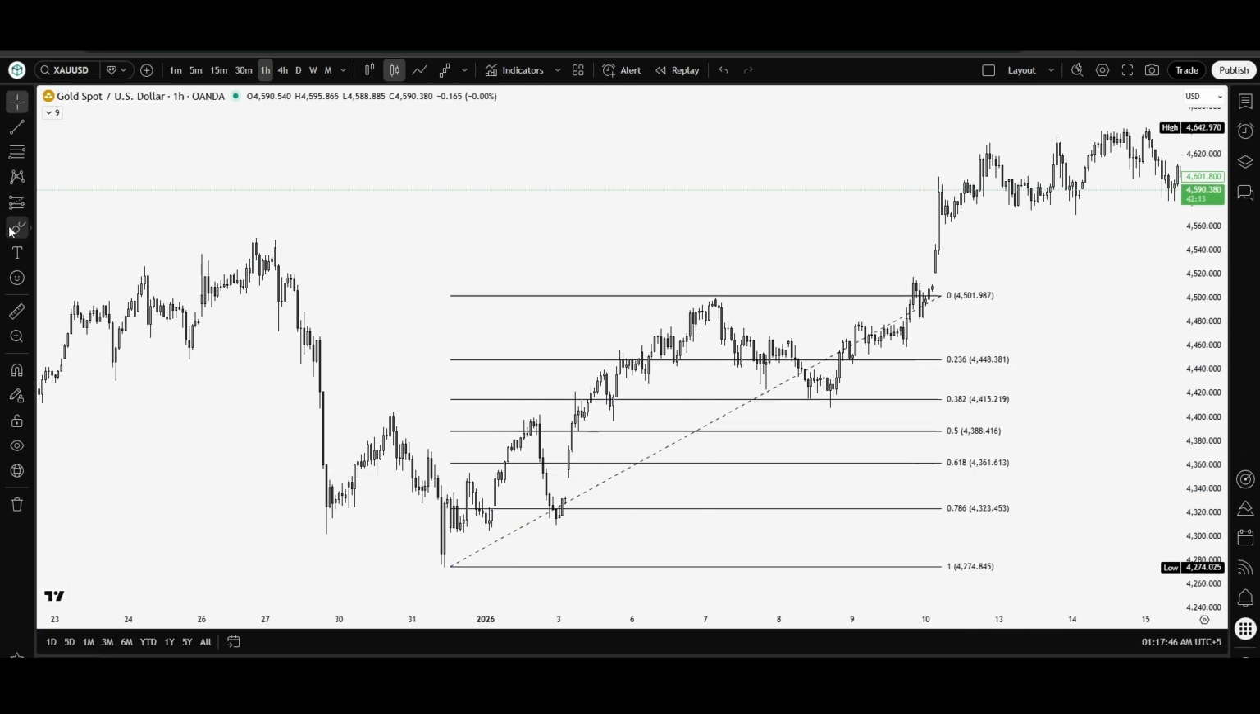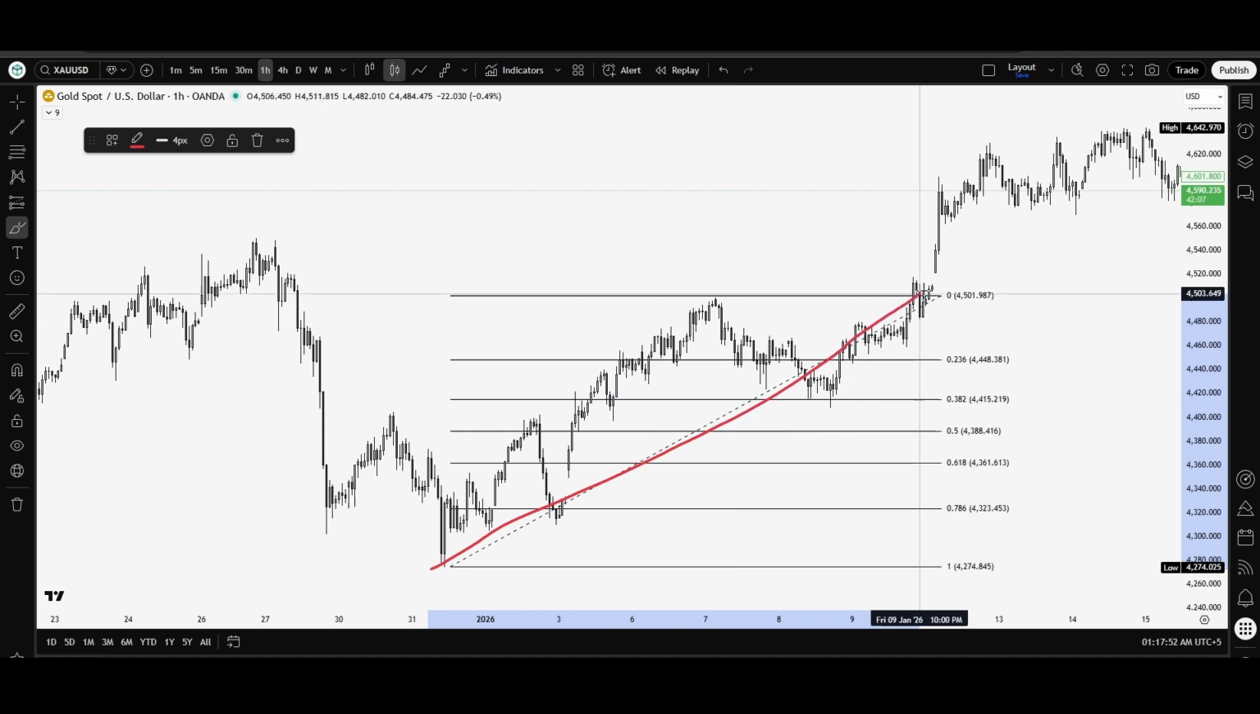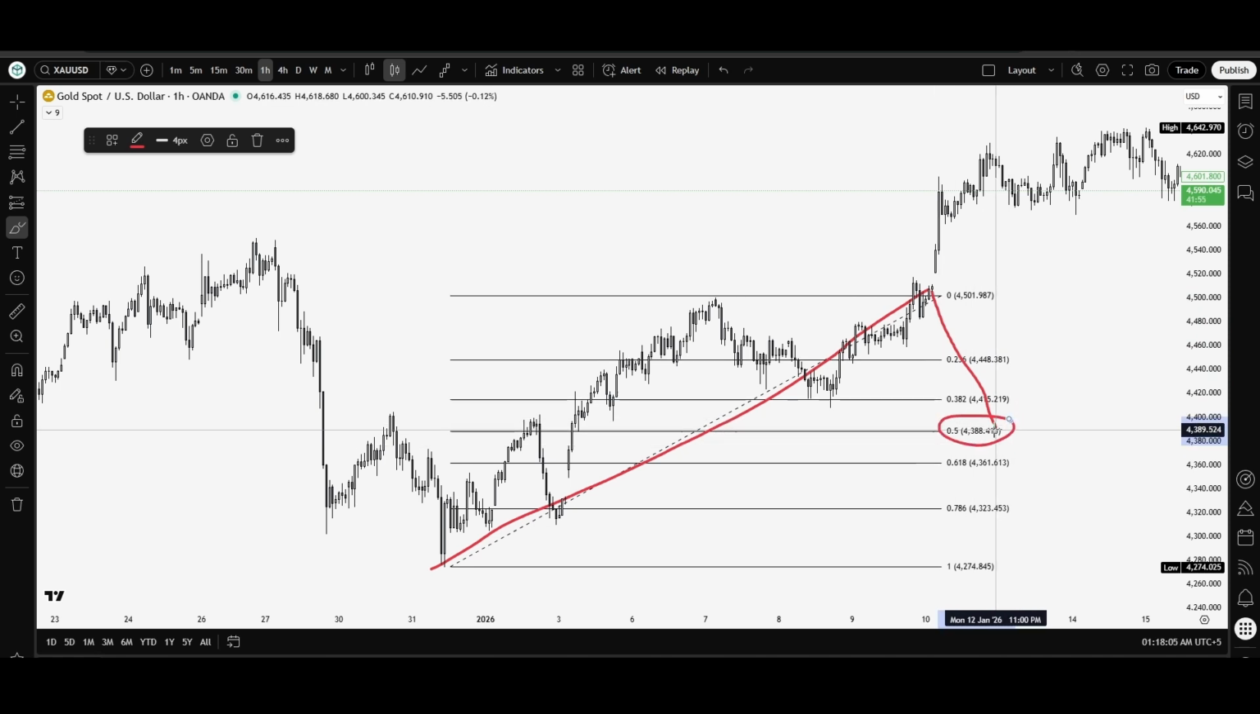Now, these numbers are actually the percentage retracements of this trend that we've drawn our Fibonacci on. If this trend retraces 50%, it must come right over here to this value. If it retraces 61%, it must come here. And if it retraces 78%, that's your point right over here.